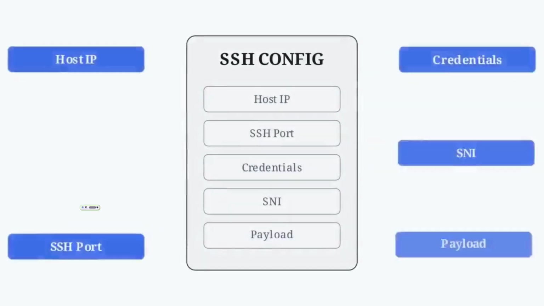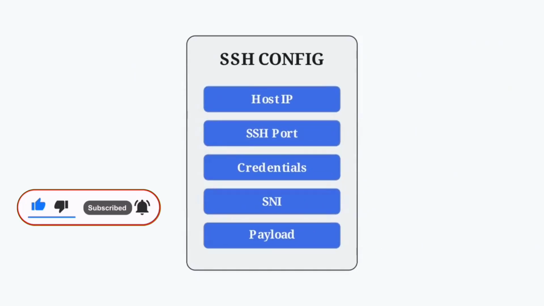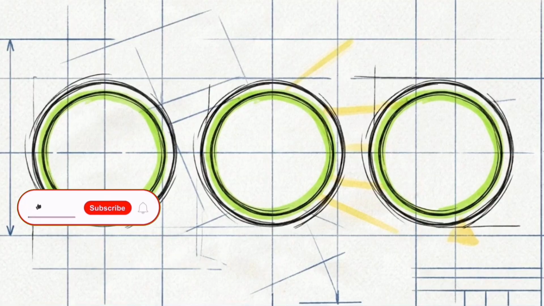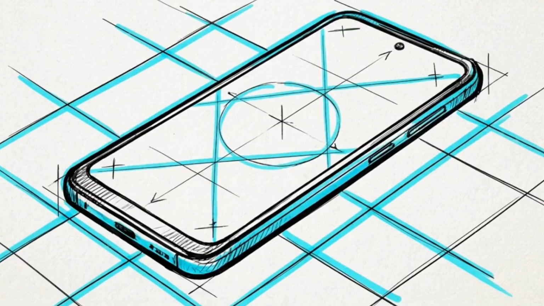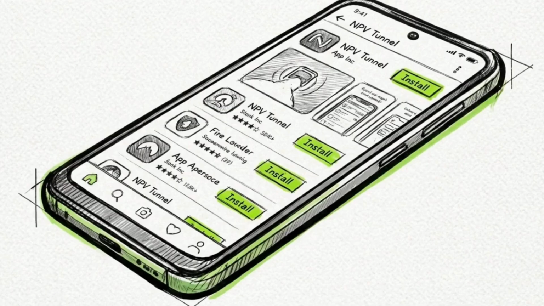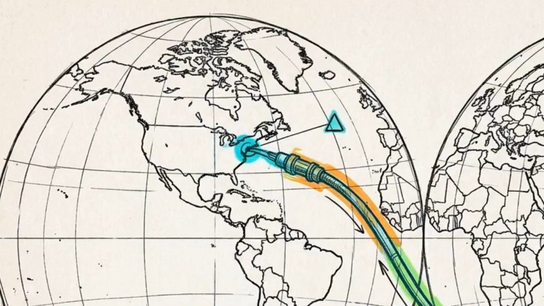To achieve this, you will learn to construct a custom SSH configuration from scratch using the NPV Tunnel app for Android. To follow this tutorial, you need three things: an Android device, a standard internet connection, and the NPV Tunnel app, which is free on the Google Play Store. You will also need a server name indication, or SNI, that is active in your specific region.